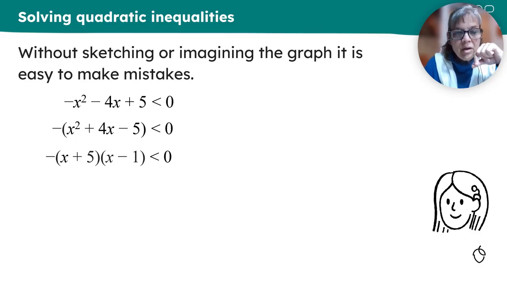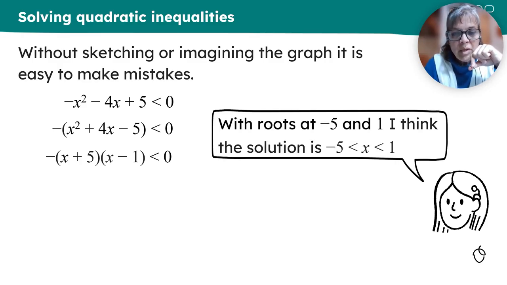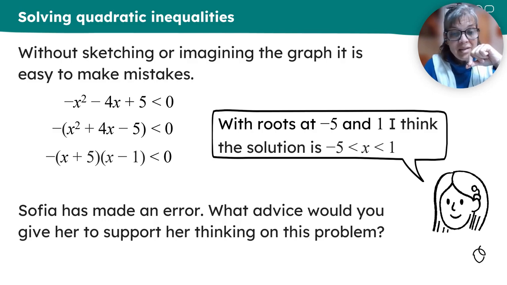Here's an example where you have a frowning curve. And if I factorize it, I can see that the roots or the critical values here would be minus 5 and 1. So Sophie thinks that then the solution is x is greater than minus 5, x is less than 1. She's made a mistake. Do you have some advice on how she could fix her solution in this case?